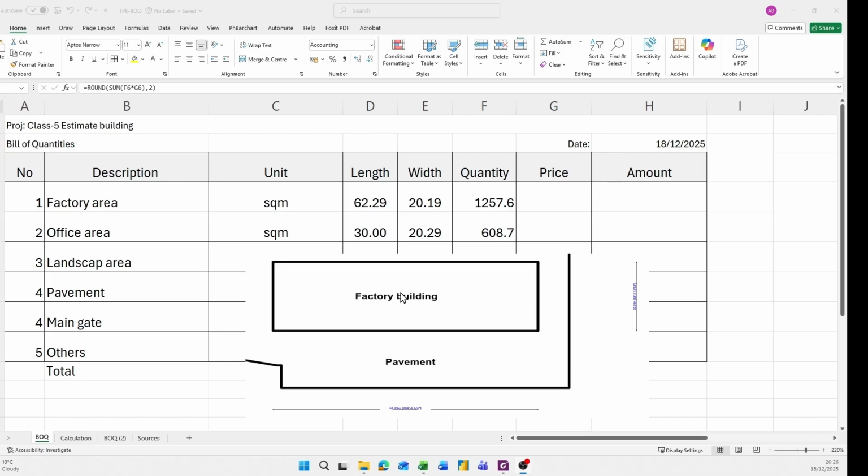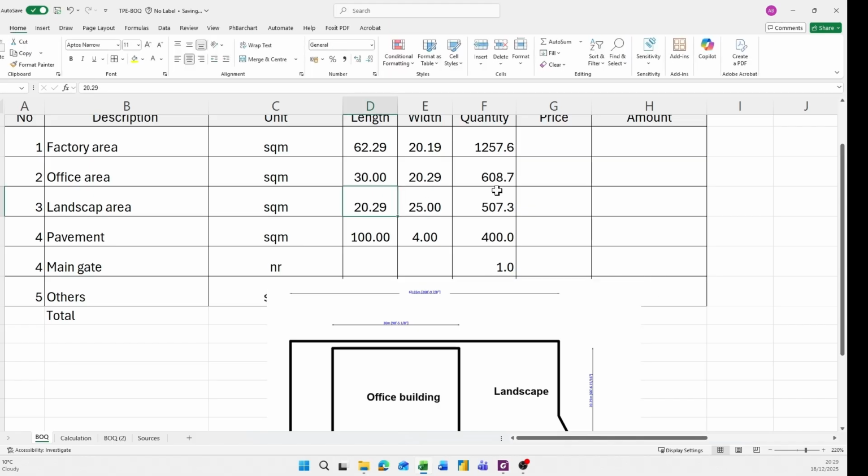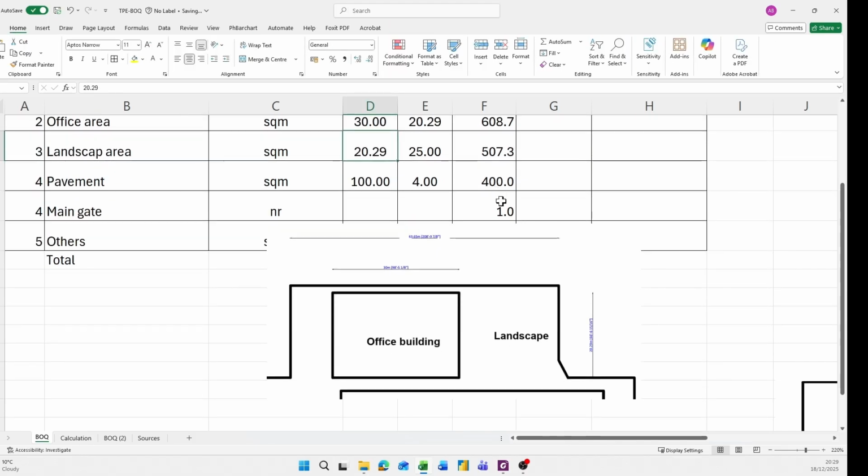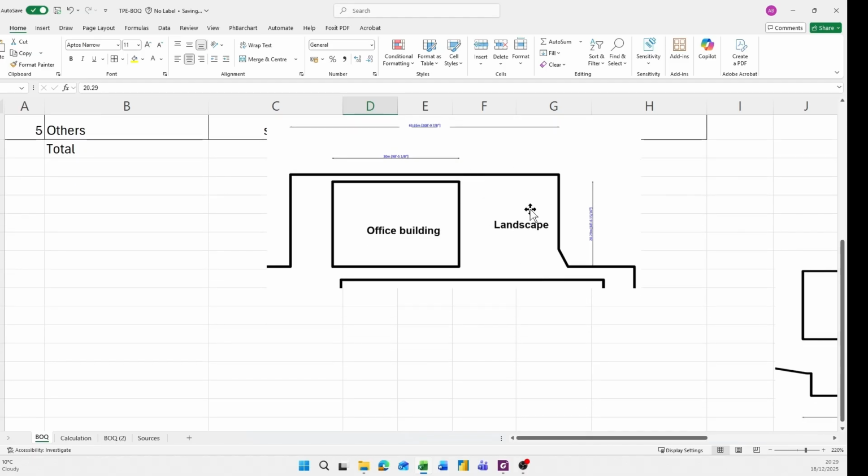You can see I already calculated the factory area, 62.29 length, width 20.19. Similarly, the office area already has dimensions given. Now I'm going to discuss the landscape area. It's a bit different. You can see the landscape area doesn't have proper dimensions. This dimension is for the office building.